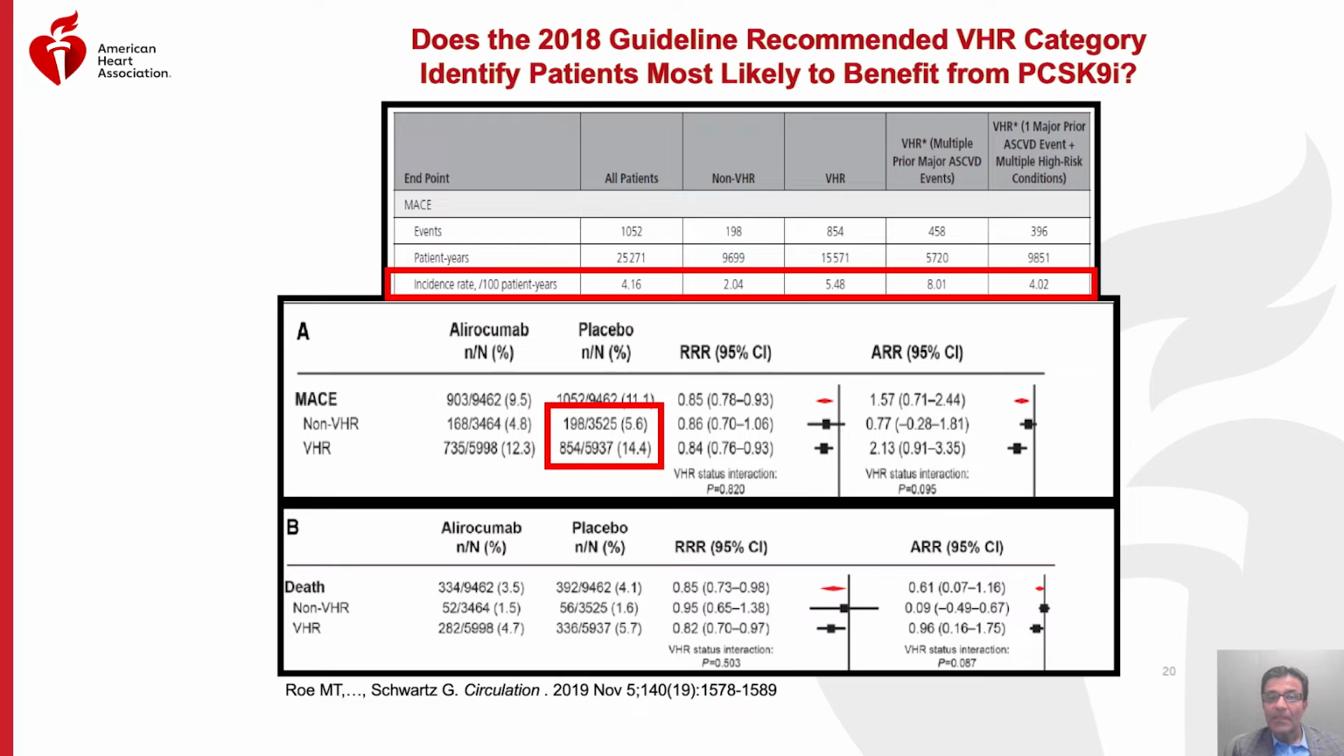But that's not the only thing. If you look at the event rates, almost 3 times higher, that seems to be a recurring number, 3 times higher event rates. And when you look at the benefit from the use of a PCSK9 inhibitor, again, almost 3 times higher risk reduction in terms of major adverse cardiovascular events. And when you look at mortality, again, almost 3 times higher risk reduction with mortality in those patients who are very high risk.